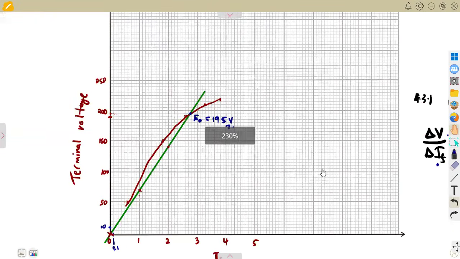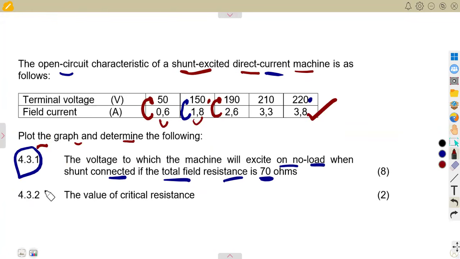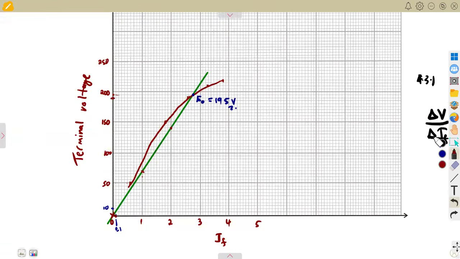Then the other part was on the critical resistance. Just like the previous case that we had, we are also given the part where we need to find the value of the critical resistance. So like I said, for this one, we are going to need a tangent.